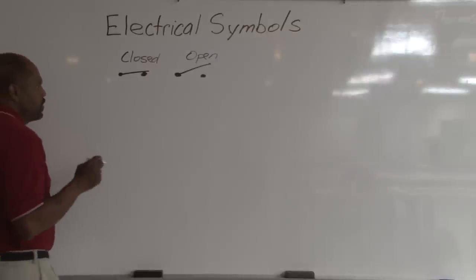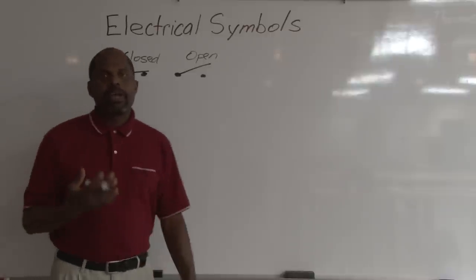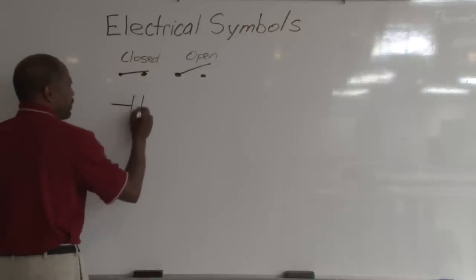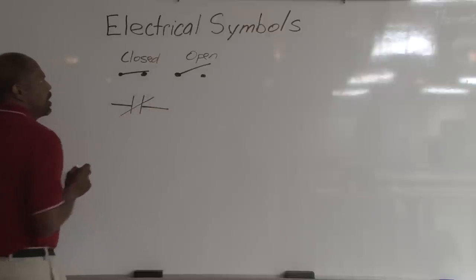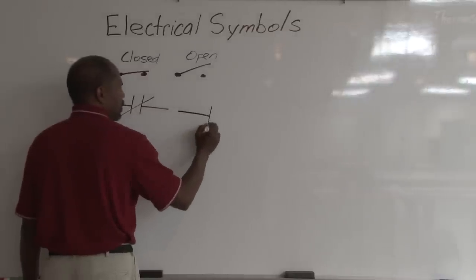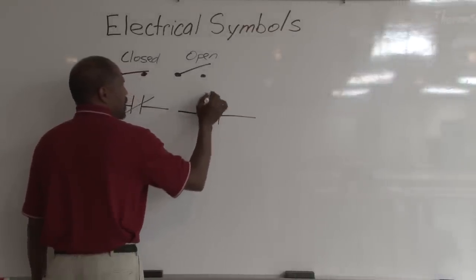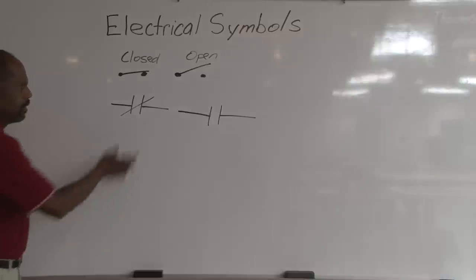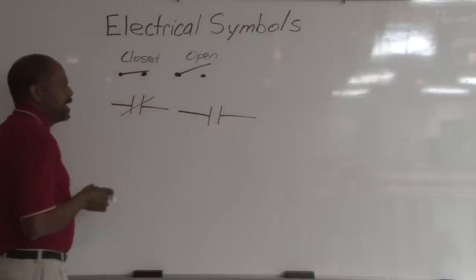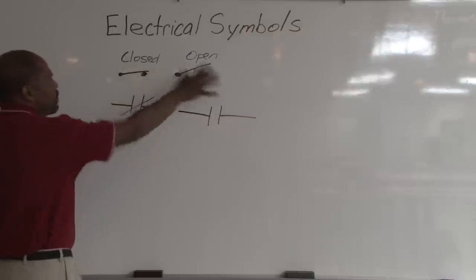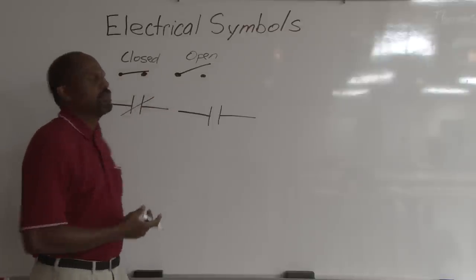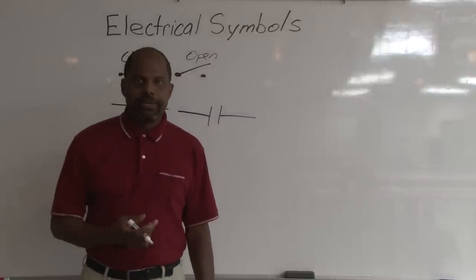Another way they can draw this, if it's a set of contacts for a contactor or a relay, it can be drawn like this for a normally closed set of contacts. This will be an open set of contacts. Closed with a diagonal line through the contact point, and it's left open when the contact is open. So to show you two different ways to draw a switch, this is for a switch, this is more for a contact. Contacts are found in relays and contactors.